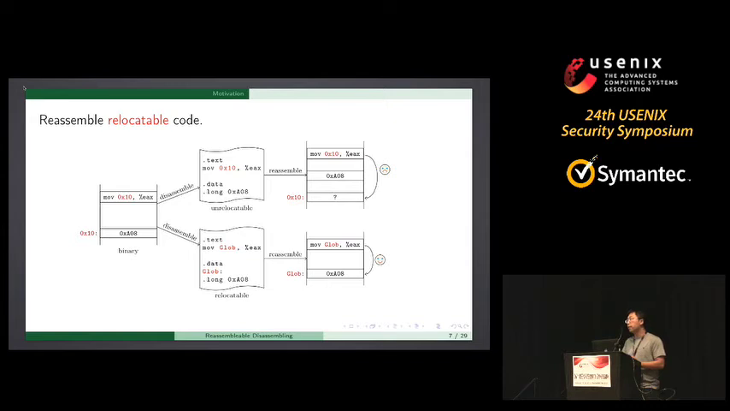So as shown in the example, if we can identify the memory address 10 in the disassembled output and translate it into a relocatable symbol glob, then in the reassembled output, the glob can correctly refer to the original global variable and keep the original semantics when this instruction is executed.